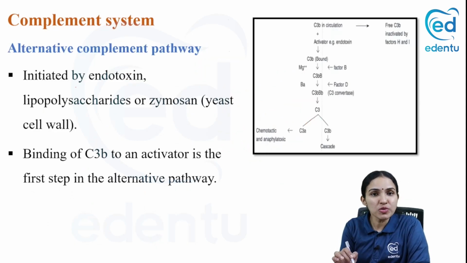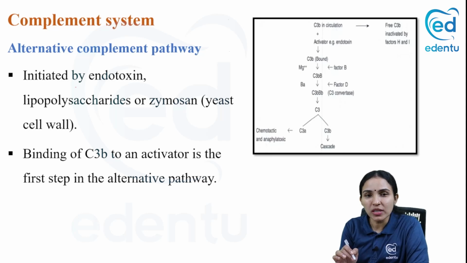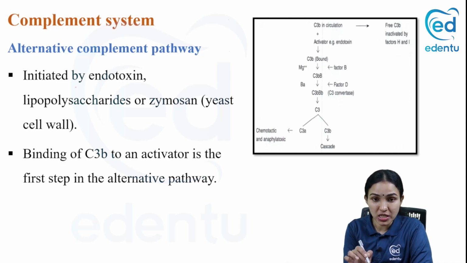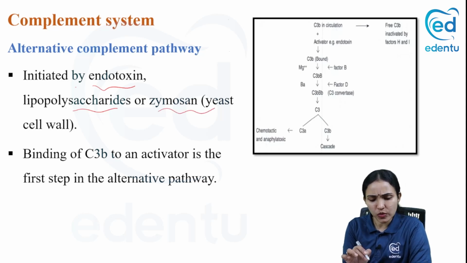So next we are going to see the alternative complement pathway. We should know what the differences are between the alternative and classical complement pathways. Actually, the classical complement pathway gets activated by binding of antigen and antibody, so it gets activated only after adaptive immunity comes into action. But the alternative pathway doesn't need that, because it gets activated by certain components in microbes like the endotoxin or lipopolysaccharide, or the zymosan which is present in the yeast cell wall. These are the initiators of the alternative complement pathway.